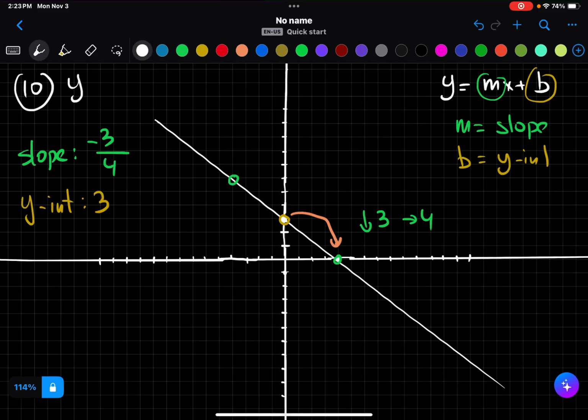So your equation is going to look like this: negative 3 over 4 x plus your y-intercept, which is 3. And that's it. That is the equation that represents the line for number 10. All right, we've got 2 more left. Let me know if you have any questions. Pause this if you need to, and let's go ahead and set up for number 11.